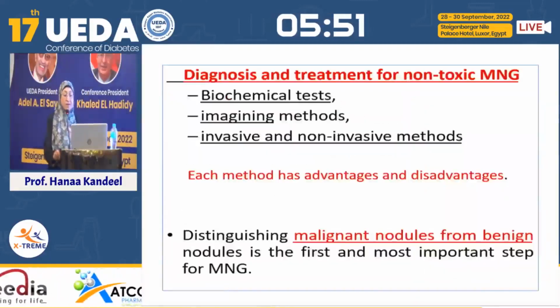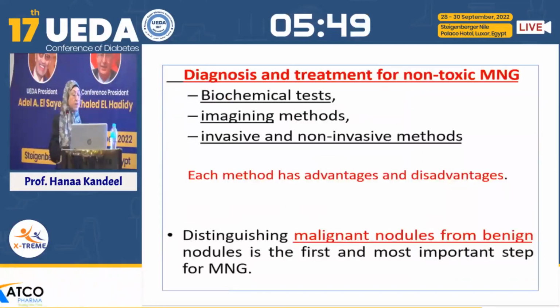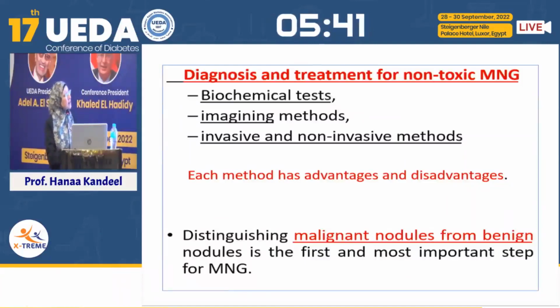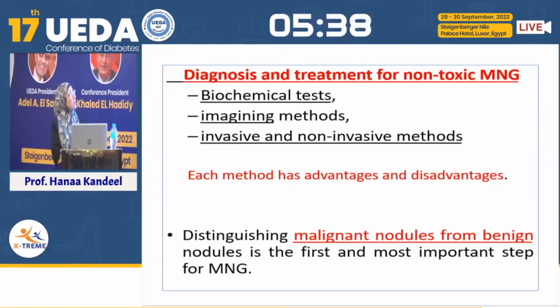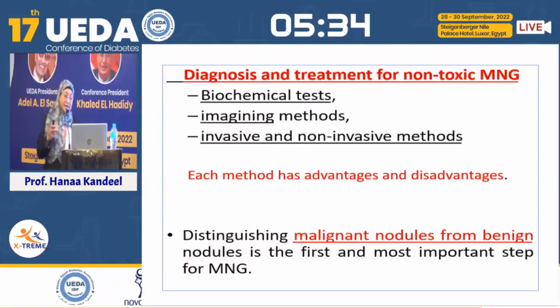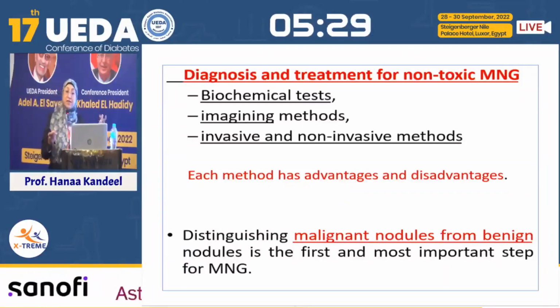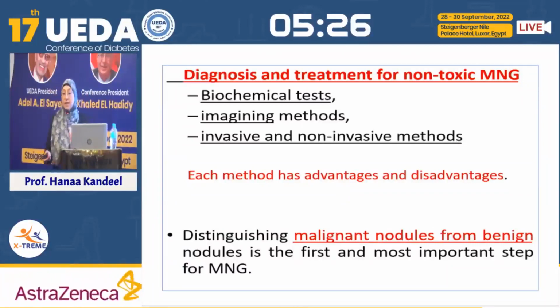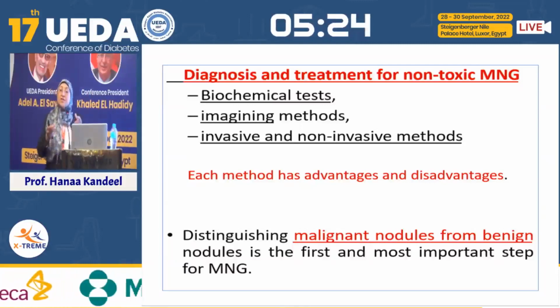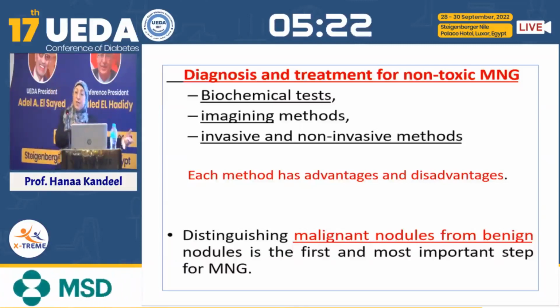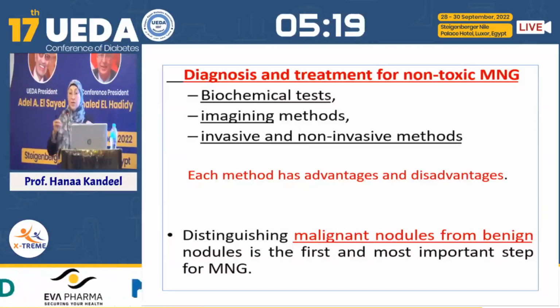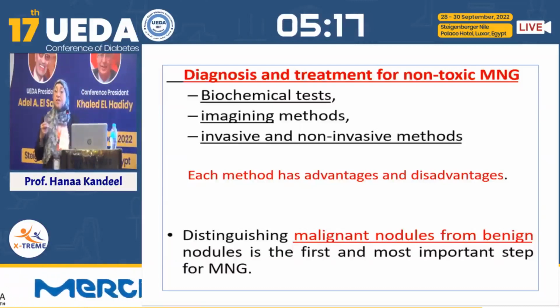Diagnosis and treatment of non-toxic multinodular goiter is by chemical tests, clinical assessment, and imaging methods, invasive and non-invasive. I will concentrate on the imaging method, because all of us use ultrasonography. We send the patient at first for free T3, free T4, TSH, and thyroid antibodies. And after that, we ask the patient to have an ultrasonography. Ultrasonography is a non-invasive, very simple maneuver.